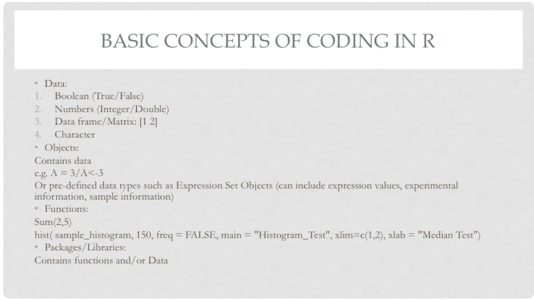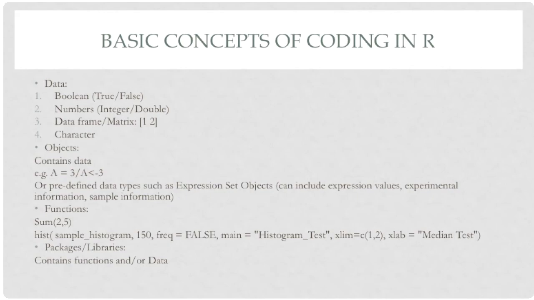Or objects could be quite complicated. It might be a predefined data type, such as an expression set object, which, by the way, is actually something we will be using today. In this case, this object might contain multiple layers of information. It might include expression values from the microarray we ran. It might include experimental information, what cell line we used, and sample information.